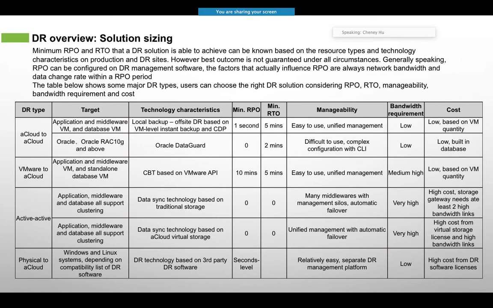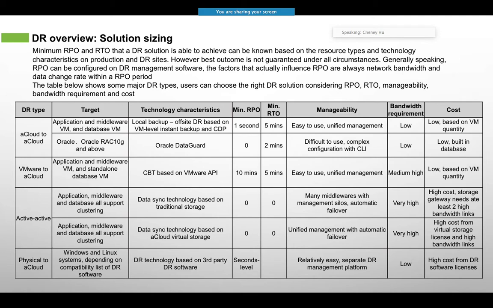The last one is physical to aCloud. Currently, aCloud alone cannot provide a physical to aCloud backup or disaster recovery solution. For customers who have physical servers with Windows or Linux OS, the recommended disaster recovery solution is using third-party backup or disaster recovery software. Examples are Veritas or Veeam, backup solutions that can be installed on the physical servers and provide data replication. And the disaster recovery management will be handed over to the third-party backup software.